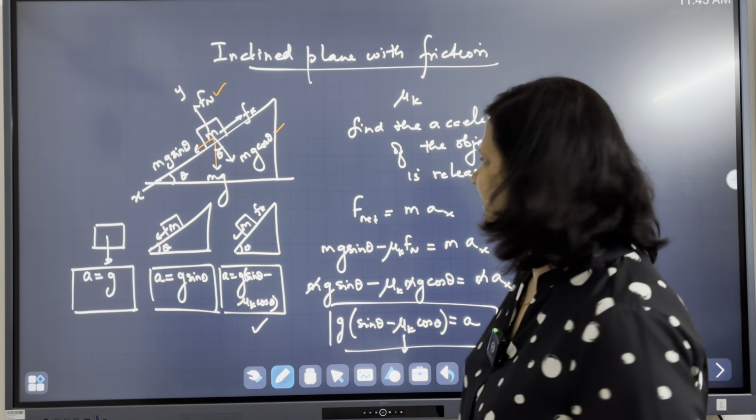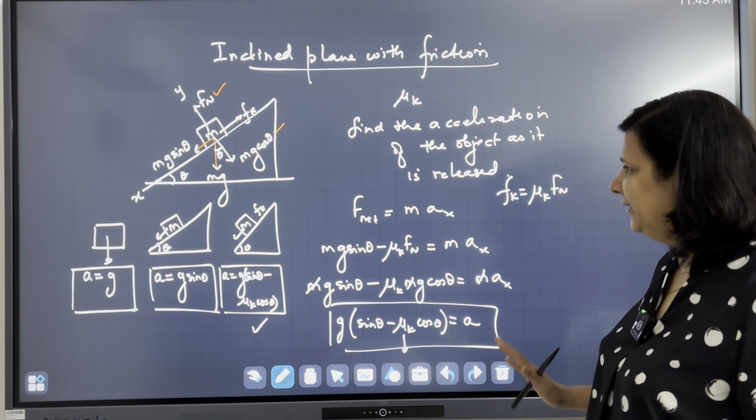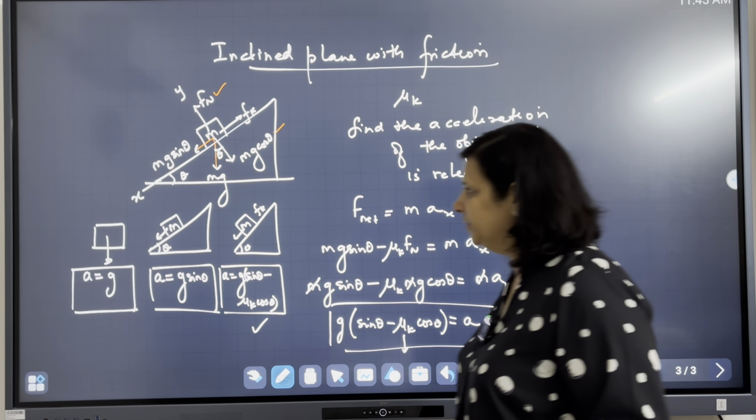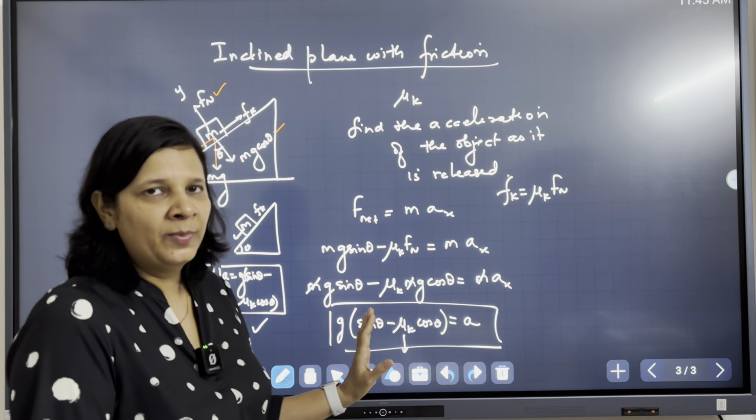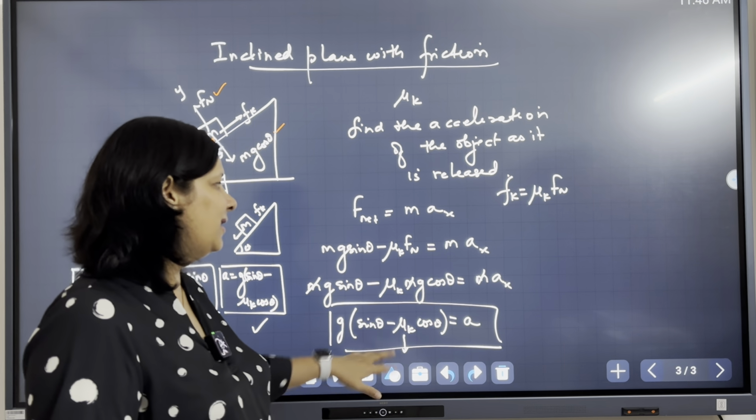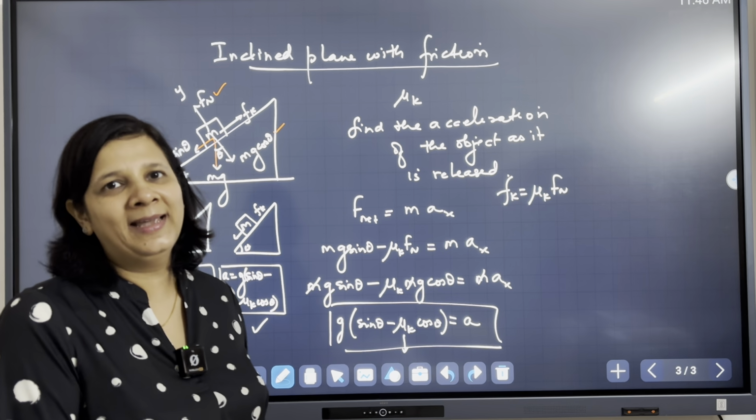Okay, so this is how you have to calculate the inclined plane problems. Now you can keep on adding. This is the concept of inclined plane. Once you have understood this, you can just keep on adding the complications and calculate.